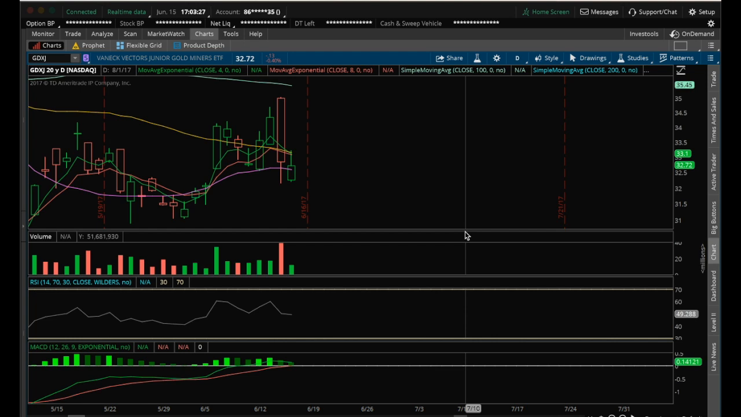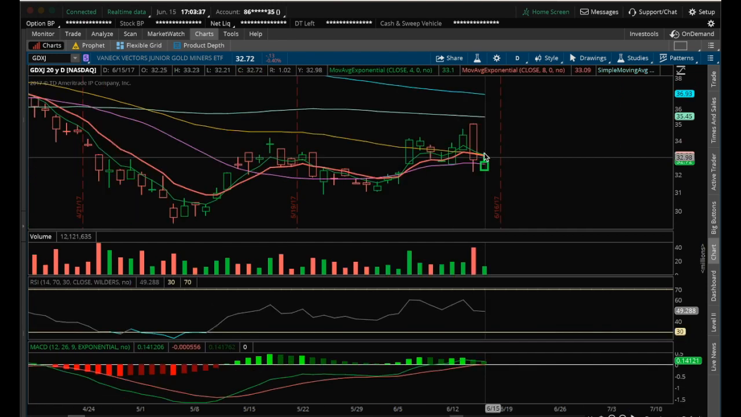We have support, the low of yesterday of 32.15. We do have an inside candle. The high and low of the candle is from the previous day's high and low. So a bull break would be 33.23. Bear break would be 32.21.